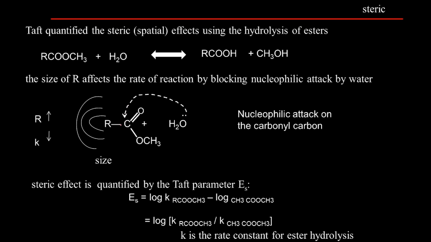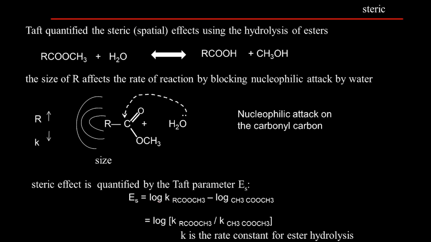So the R, there is a nucleophilic attack here, which leads to the formation of RCOOH as well as the CH3OH here. So the size of the R tells you how easy or how difficult the nucleophilic attack is. If the R is very large, it is very difficult for the nucleophilic attack, so the activity goes down. If the R is small, activity goes up. This is called steric effect, or this is also called Taft parameter.